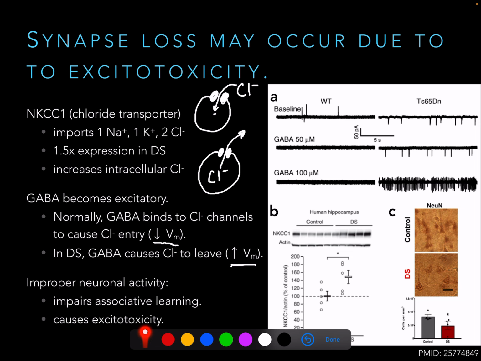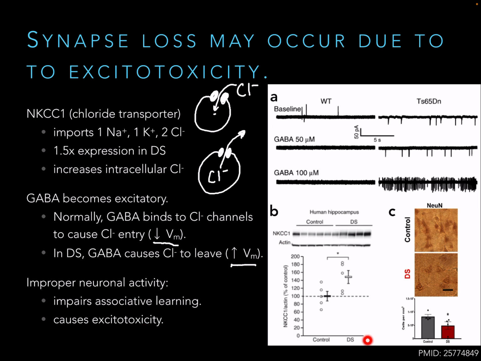GABA is the neurotransmitter used to inhibit neurons in the brain. Well, at least the forebrain. So now we've lost our ability to inhibit neurons. As you might imagine, this is going to increase excitability, potentially leading to excitotoxicity. And these are just some data showing us that, hey, if we look at the amount of that sodium, potassium, chloride cotransporter, yeah, there's about 50% more in folks with Down syndrome.